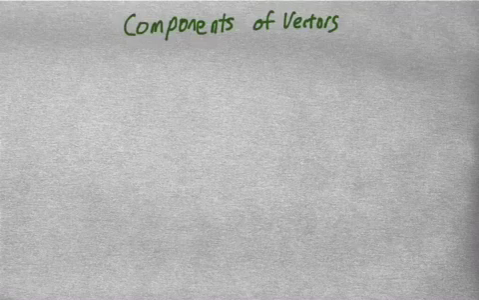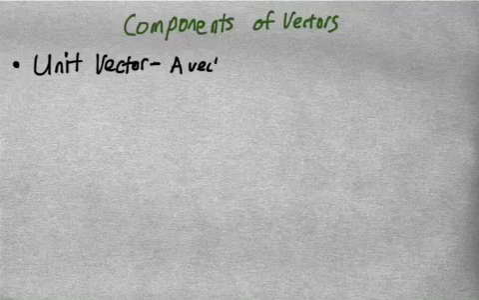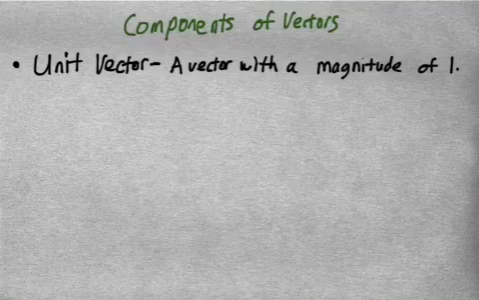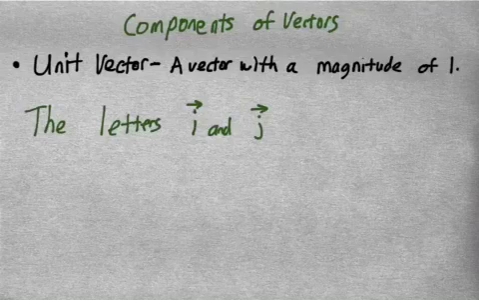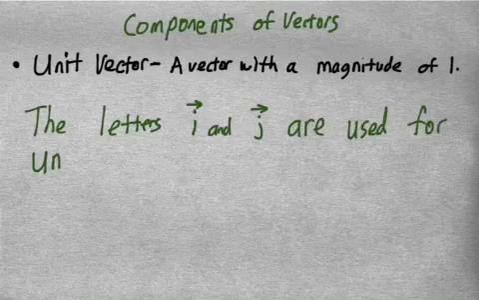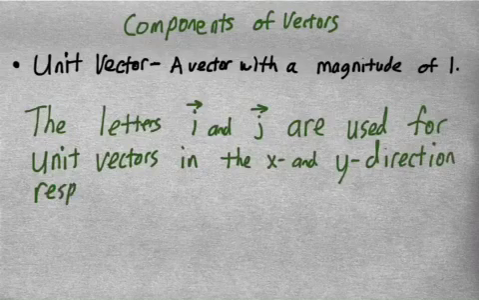A unit vector will be our first thing, and a unit vector is a vector with magnitude of 1. So a unit vector is a vector with magnitude of 1. It basically just has the direction component. It doesn't have really much length, it's just length 1. We will commonly use the letters vector I and vector J to be representative for our unit vectors. And in the X direction we'll use the I, and in the Y direction we'll use the J.